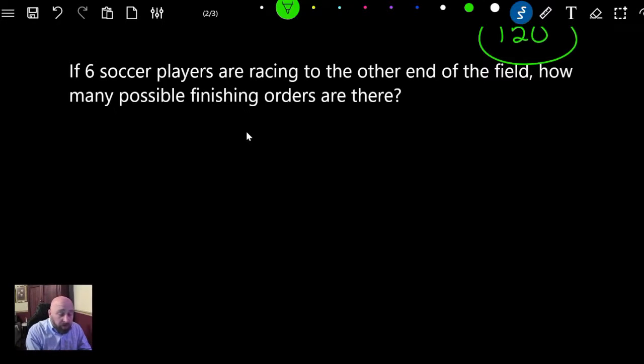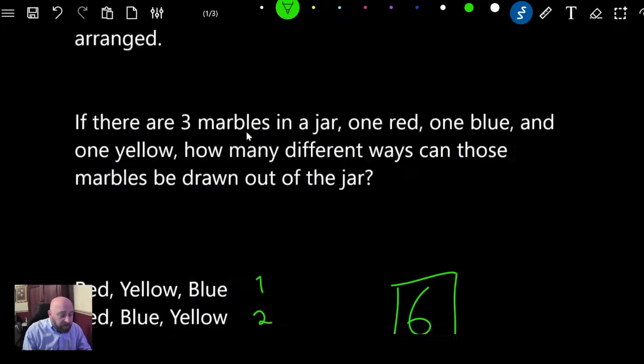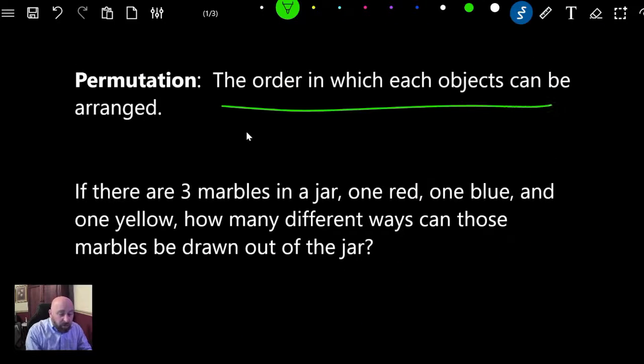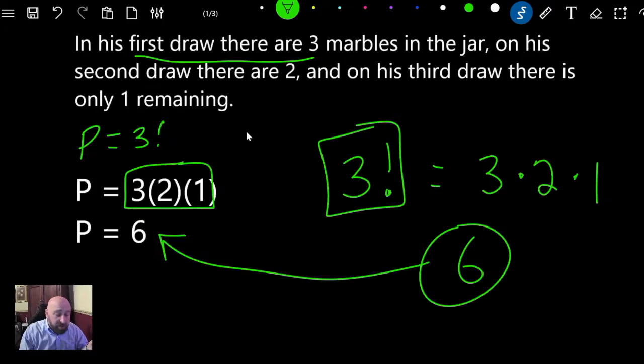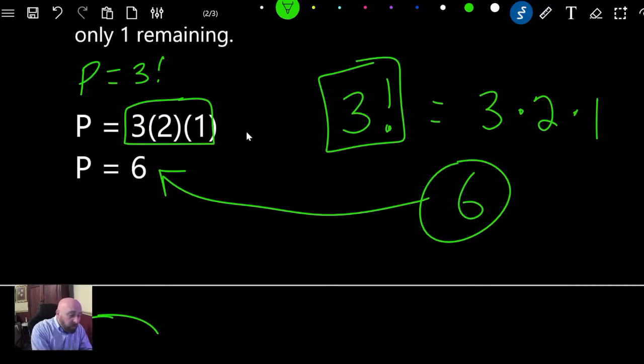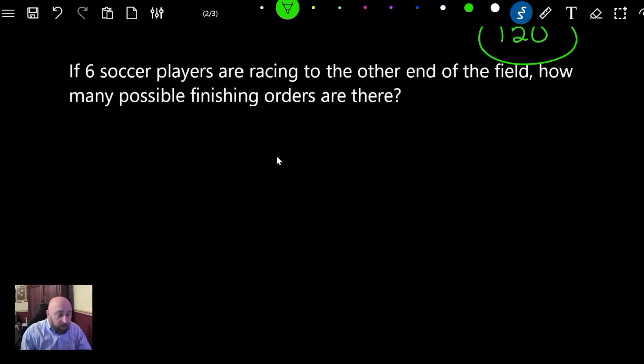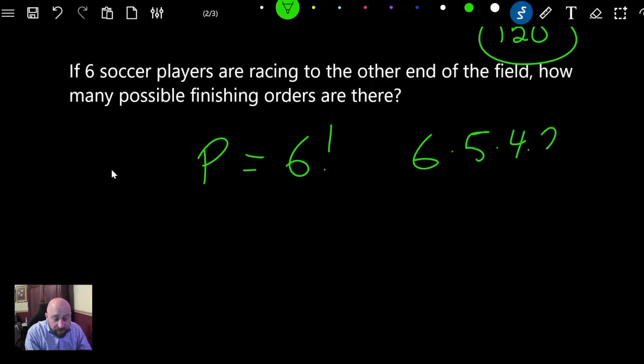Well, remember, what does permutation mean? Permutation is the order in which objects can be arranged. So the order in which we can arrange those runners, those soccer players, is the permutation. How do we find the permutation? We do it with a factorial. So all we would do here is the permutation equals 6 factorial. And then we would solve 6 factorial, which is 6 times 5 times 4 times 3 times 2 times 1.